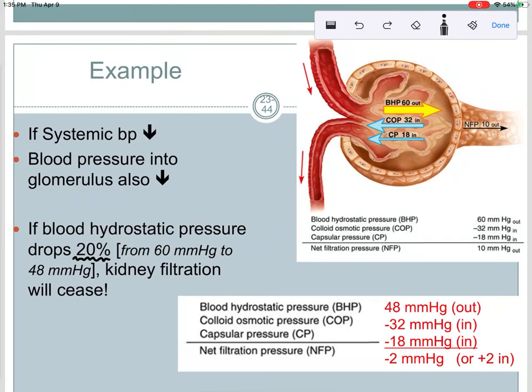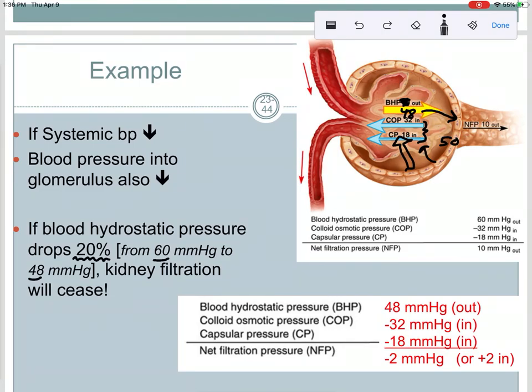Normally the blood hydrostatic pressure coming in through the afferent arteriole is 60. If we reduce that by 20%, now we have 48 millimeters of mercury pressure. So what if we have 48 as the pressure going out, but we still have the same 50 coming in? What is the net filtration pressure now? Now the net filtration pressure is moving in this direction.